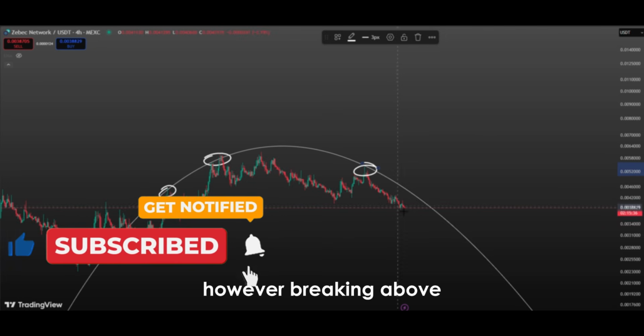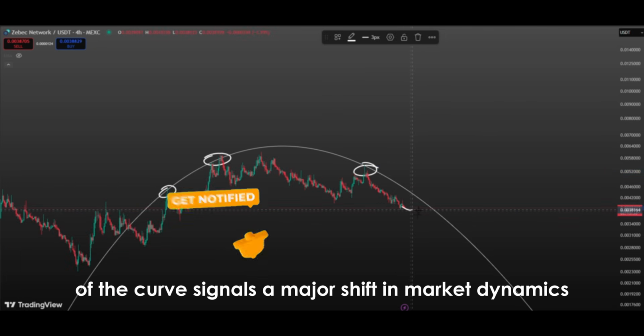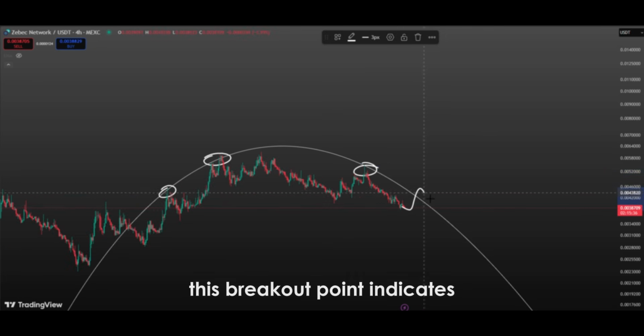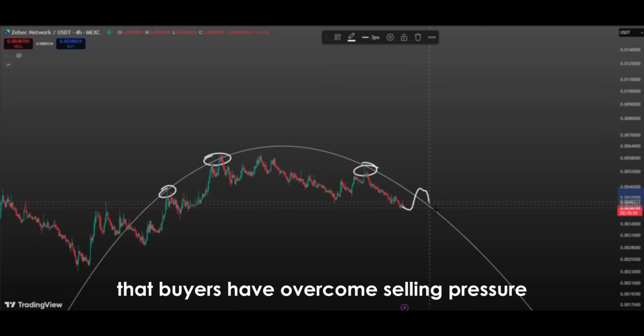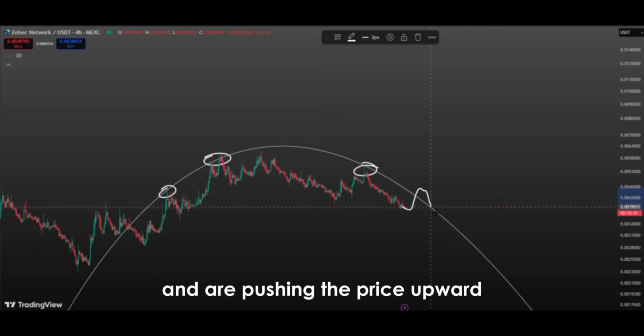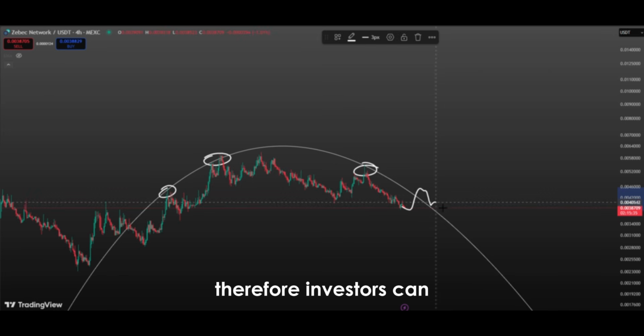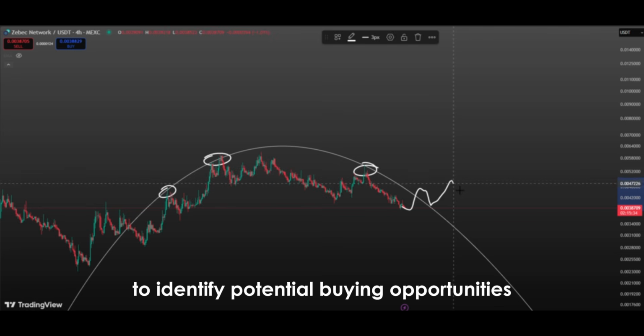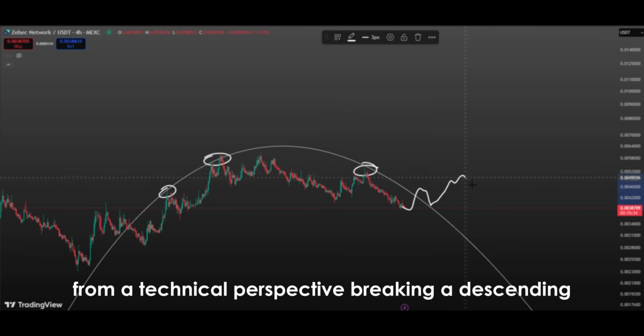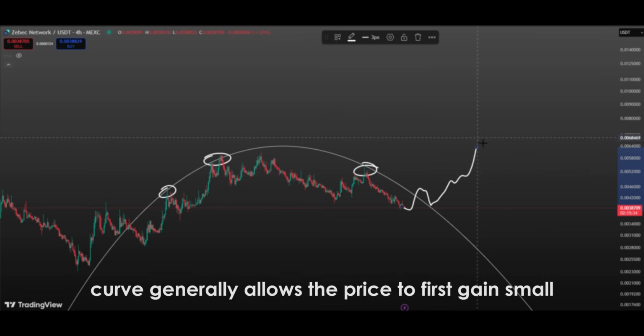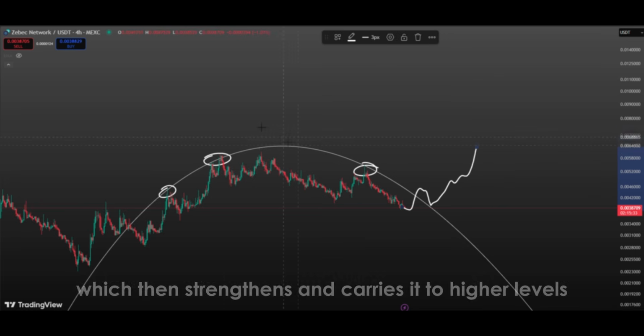However, breaking above the curve signals a major shift in market dynamics. This breakout point indicates that buyers have overcome selling pressure and are pushing the price upward. Therefore, investors can monitor this breakout to identify potential buying opportunities. From a technical perspective, breaking a descending curve generally allows the price to first gain small upward momentum, which then strengthens and carries it to higher levels.